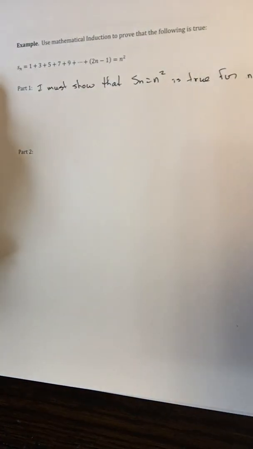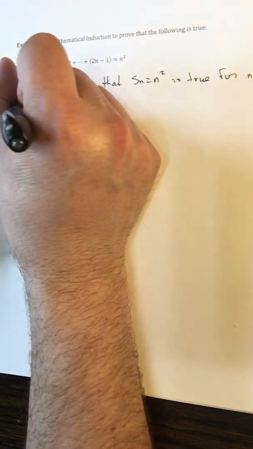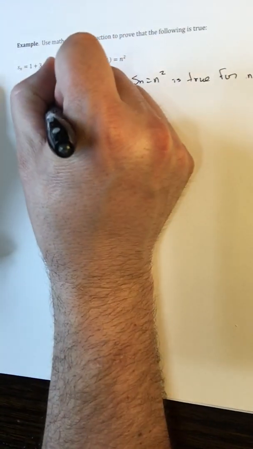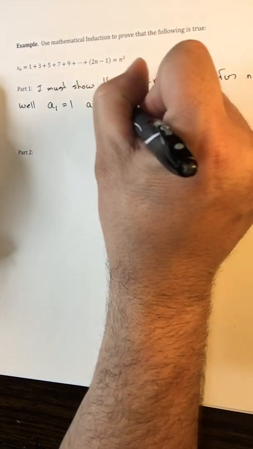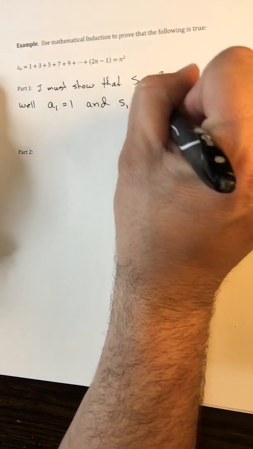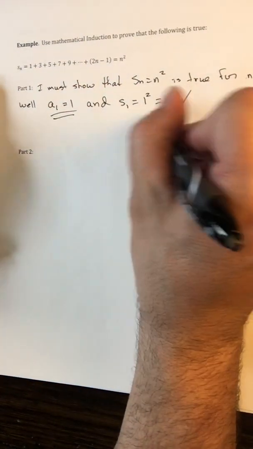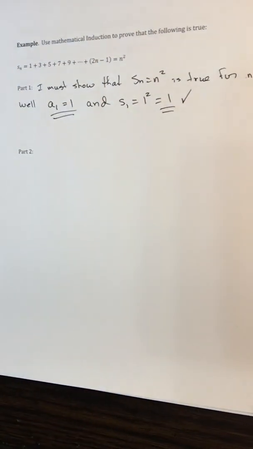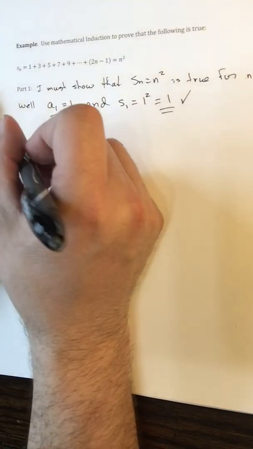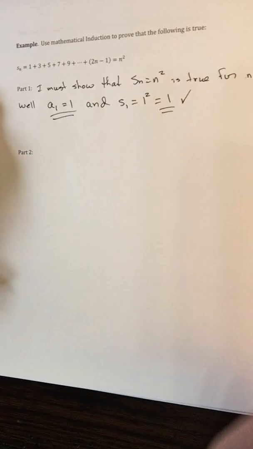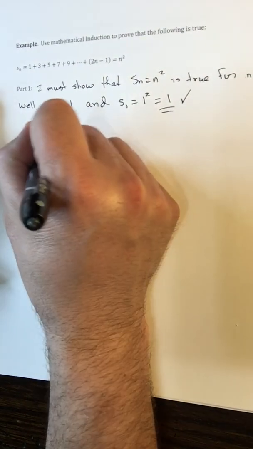So I'm actually going to call my shot here. Well, a sub 1 is equal to 1, and S sub 1 would equal 1 squared, which is equal to 1. Check. The first term is 1, and the sum of the first terms using the formula is 1. So I'm done with part 1. Part 2, I'm going to call out my shot. I'm going to say what I got to do, and this is going to be so weird for you, but we got to do it.